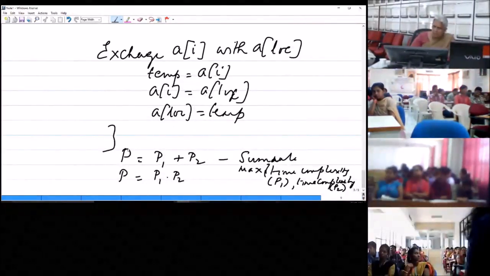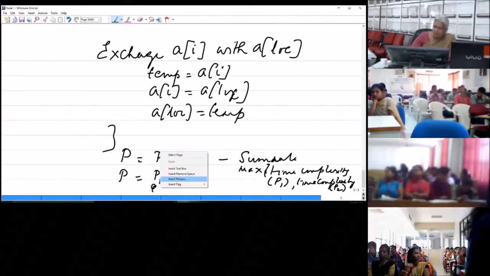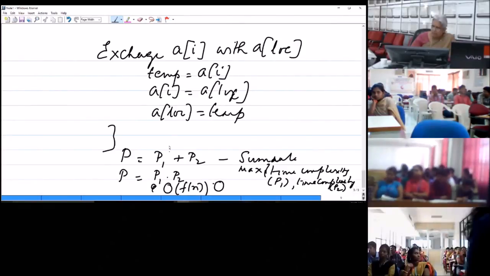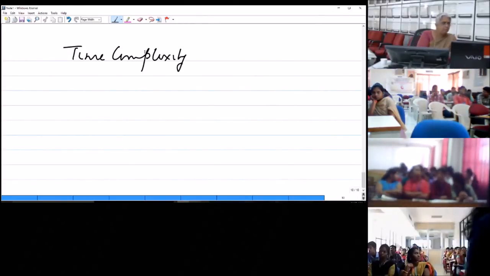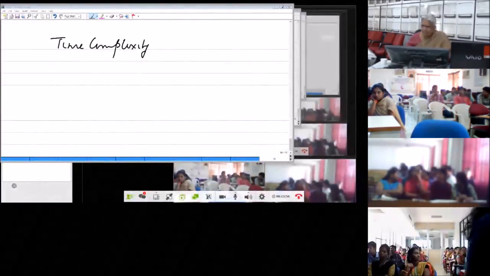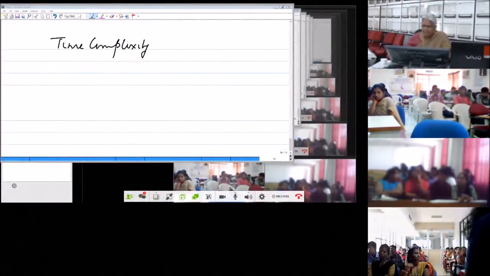So for a product of two programs, if P1 has a time complexity of order of f of n, and P2 has a time complexity of order of g of n, then the time complexity of the product is computed. Are you able to see the screen, colleagues?